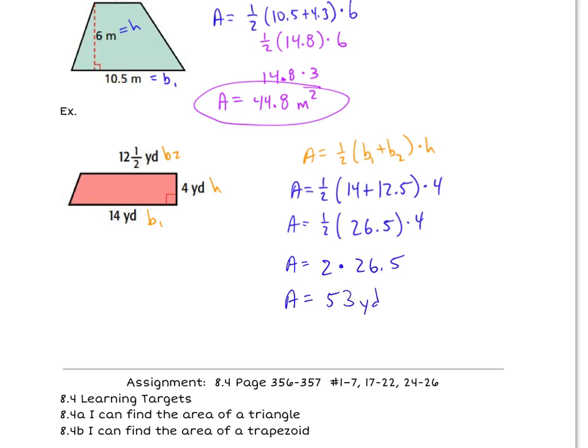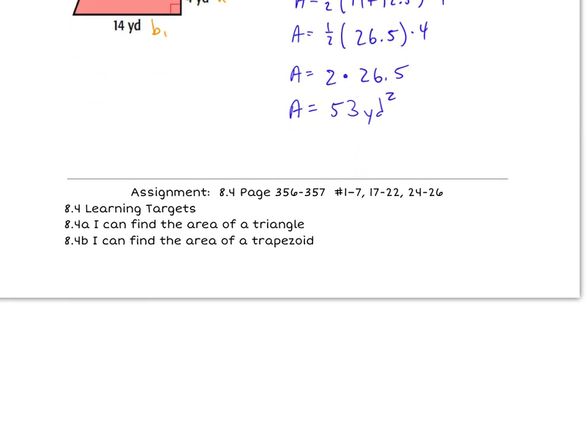53 yards squared. So your assignment on the bottom here, numbers 1 through 7, 17 through 22, and 24 through 26.